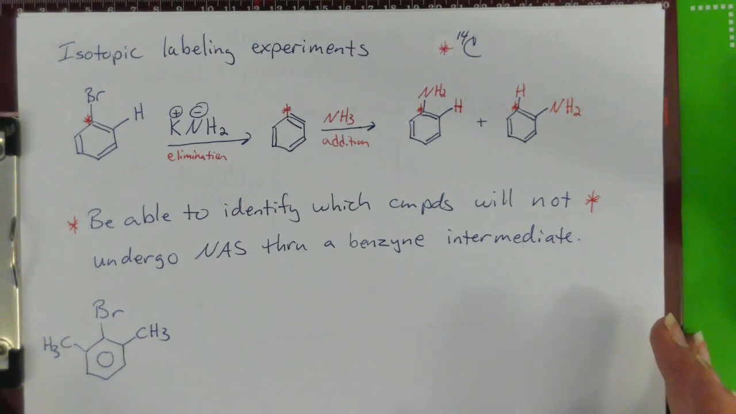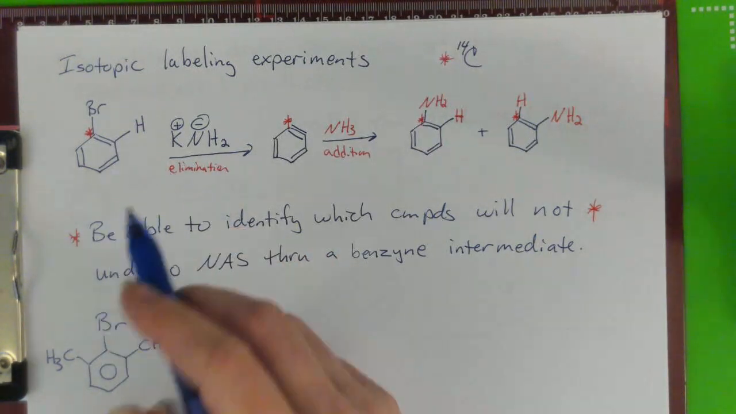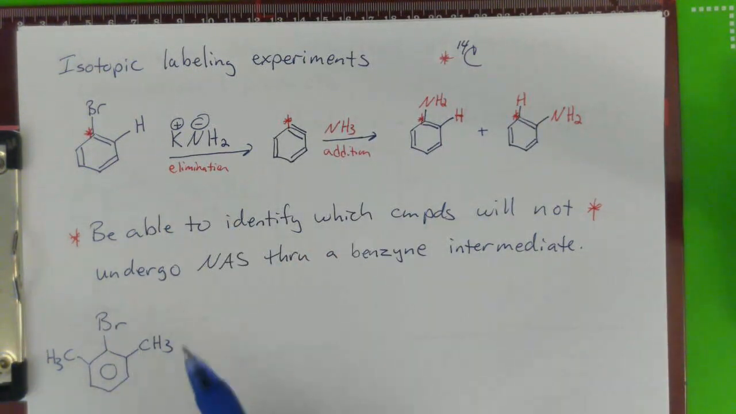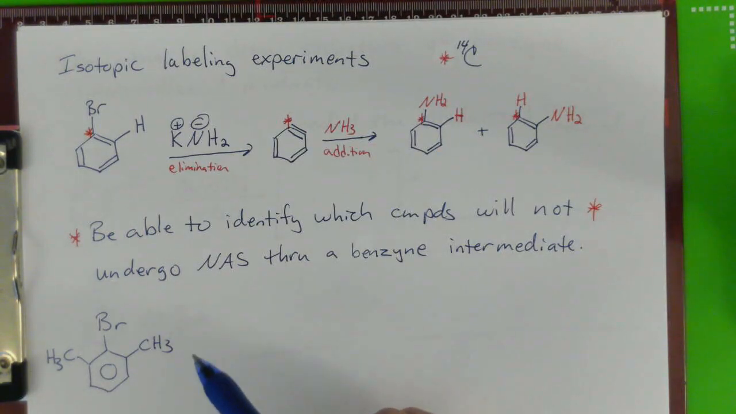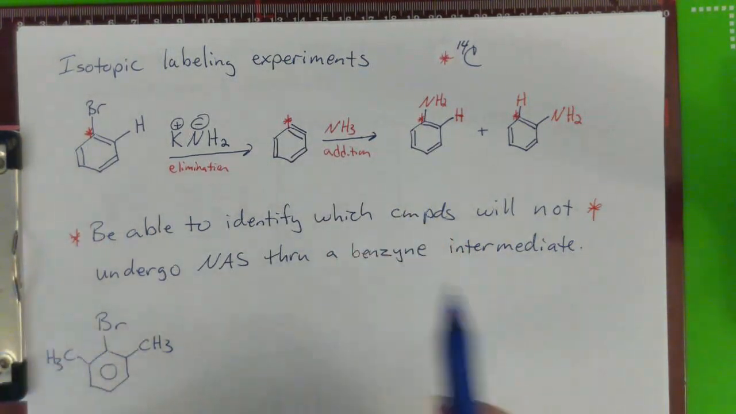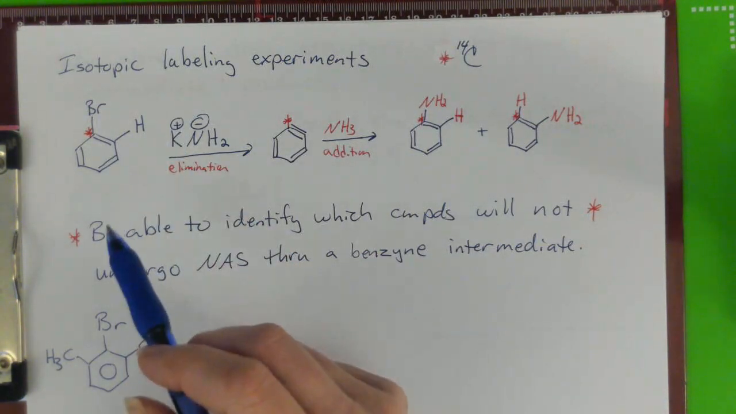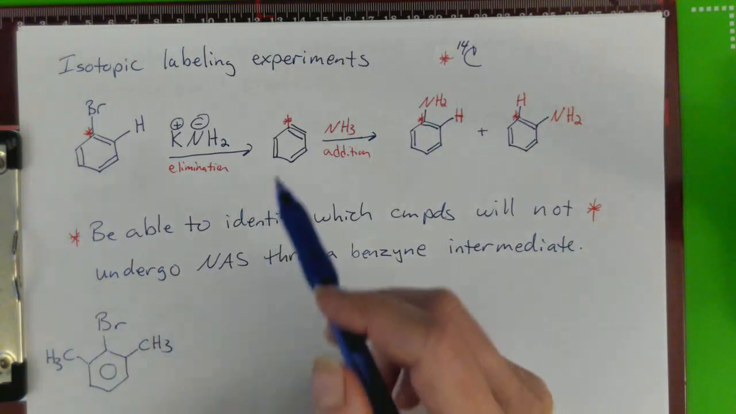I'm going to walk you through one of the experiments that helped to support this mechanism. And if you want to learn about some of the other experiments, your textbook goes into more detail about the Diels-Alder trapping experiment that also supports this mechanism. I'm not going to talk about that or require you to know anything about it. But I think the isotopic labeling experiment is really elegant and easy to understand. So I'm going to walk you through that.